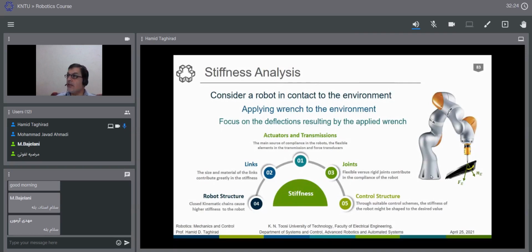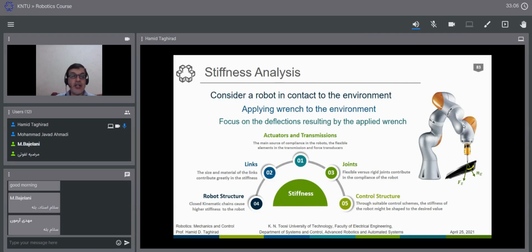Consider that a serial robot is exerting a force and a torque, or simply a wrench, to the environment. Now, if this robot is completely rigid, then there is no deflection appearing in the joints. But usually the robots are not 100% rigid, and it is not very good to have all the joints and lengths very rigid.